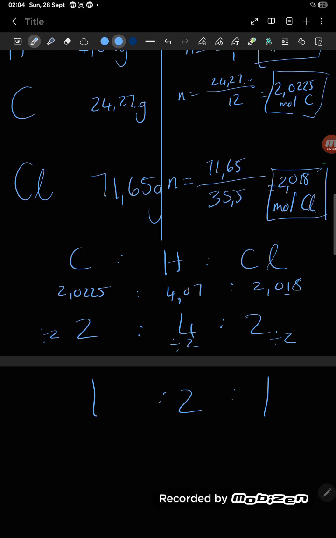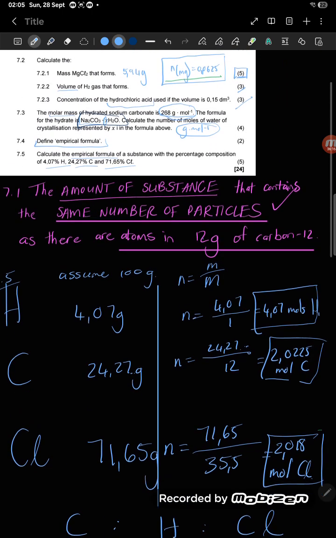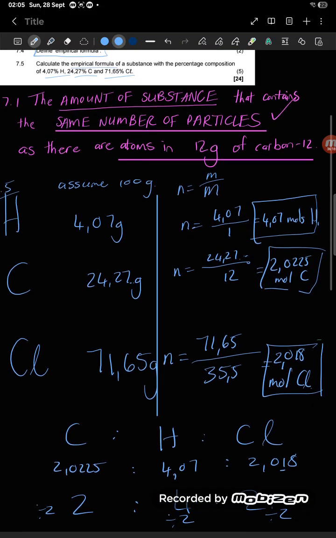Then, am I finished? Not yet, because I've got to put them in subscripts. So in this empirical formula, it's a ratio of 1 carbon to 2 hydrogen to 1 chlorine. Now, we don't write the ones here. I don't think your teacher or the examiner will mark it wrong, but it's going to be CH2Cl. And how many marks is that for? That's for 5 marks. So, learn how to do it.